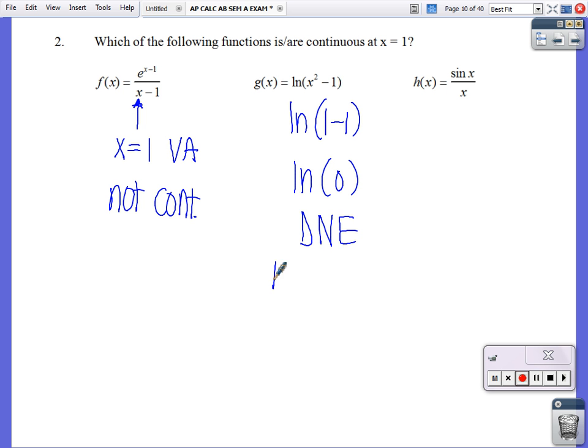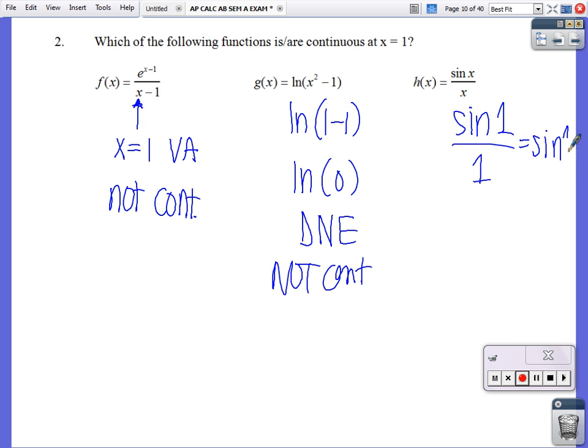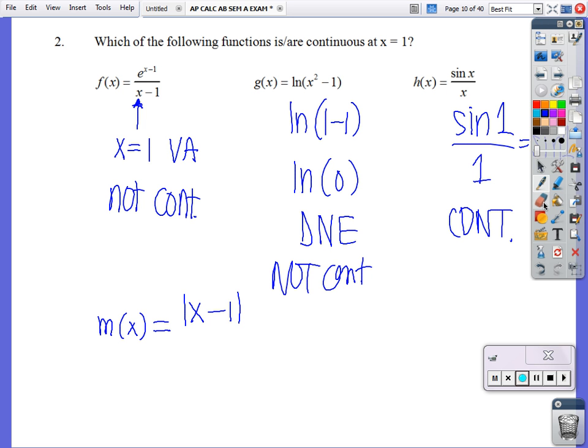And then sine of x over x would be the sine of 1 over 1, which is equal to the sine of 1, which is an actual value, so this one is continuous. Now, where we could really get the problem wrong is if there was an m of x, which is equal to the absolute value of x minus 1. Actually, no. That one would still be undefined. That is not what I was going to do.